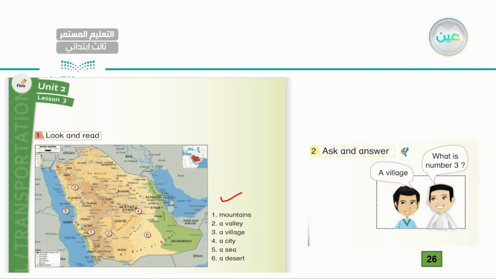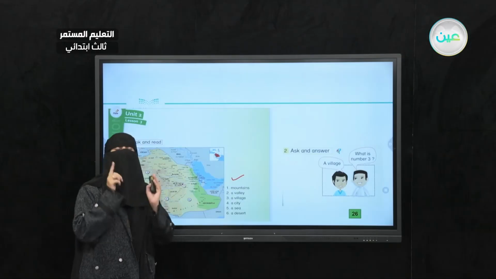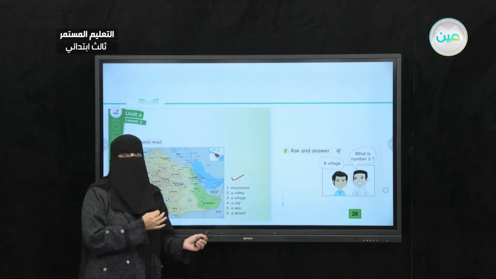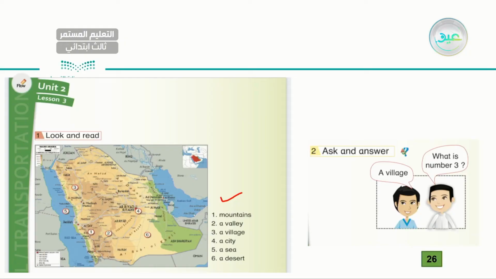Now, I'll be reading them one more time, but I need you now to look at the map, okay? So number 1, look for number 1 in the map. I have mountains. Number 2, I have a valley. Number 3, a village. Number 4, a city. Number 5, a sea. Number 6, a desert.